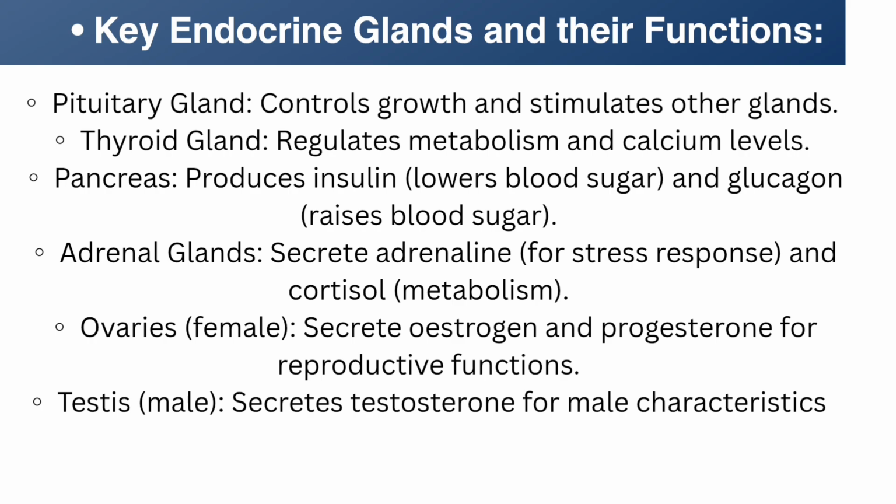Adrenal glands. Produce adrenaline for fight or flight response and cortisol for metabolism. Ovaries. Produce estrogen and progesterone for female reproductive health. Testes. Produce testosterone, which controls male characteristics. Together, these glands help maintain homeostasis, keeping our internal environment stable and healthy.